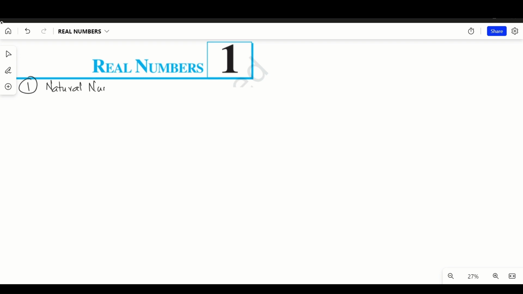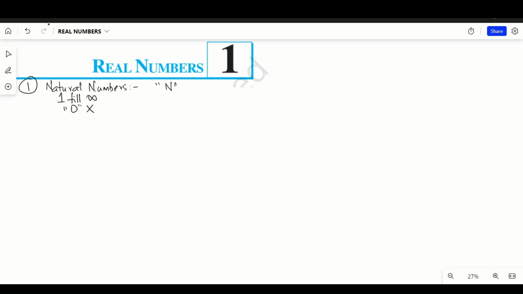Natural numbers. Natural numbers is the part of a number system. It is represented by the letter N. Natural numbers are those numbers which consist of positive integers from 1 till infinity. It does not include 0.